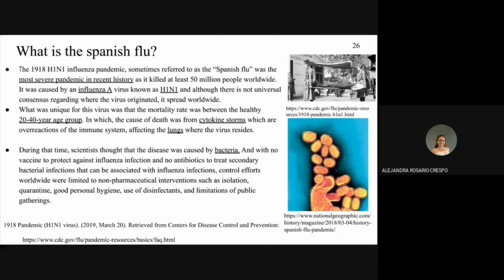Other secondary infections like pneumonia were very common at that time. And due to the period and people being very focused on the war, a lot of scientists didn't have a lot of knowledge at that time as well, thinking that the disease was caused by bacteria. Add that to not having any vaccine or any antibiotics to treat secondary infections. Control efforts worldwide were similar to what we're doing now, which is isolation, quarantine, and practicing good personal hygiene.